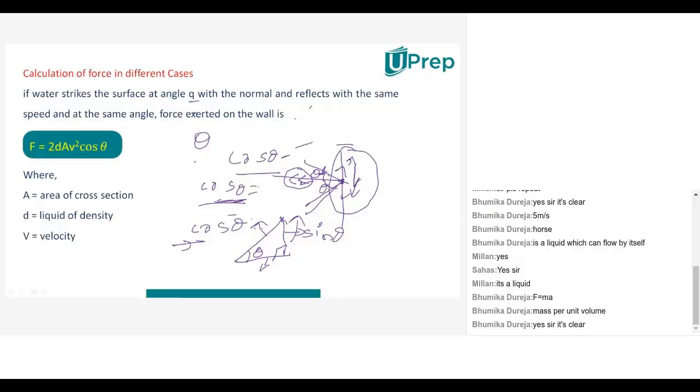Now here, just now I said, these two vertical components will cancel each other and the value will remain 0. And only which value will be there? Horizontal component value will be there. Why? As both are in the same direction.